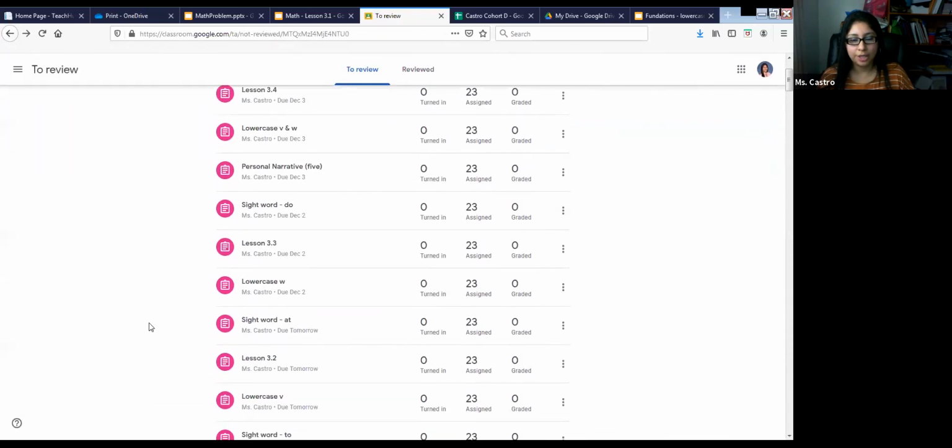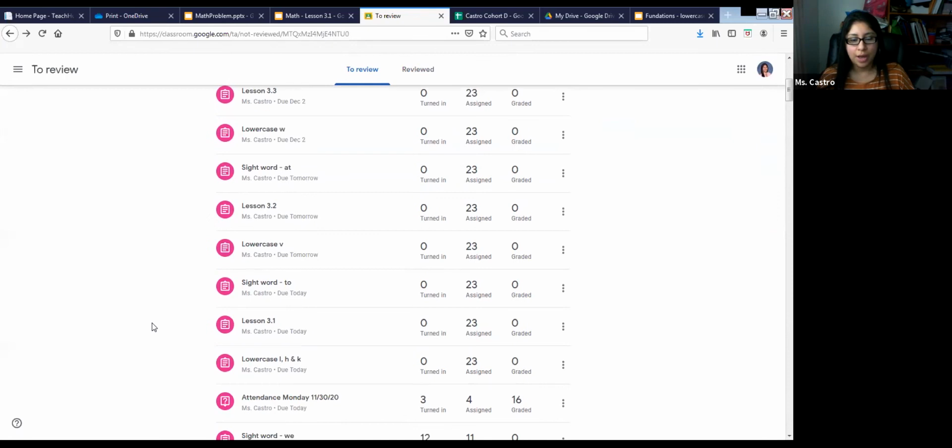And then those are the two assignments for today for Fundations. So the sight word to, and then the lowercase review of the L, H, and K. Okay, so I'm going to stop here and we're going to continue on to our next lesson.